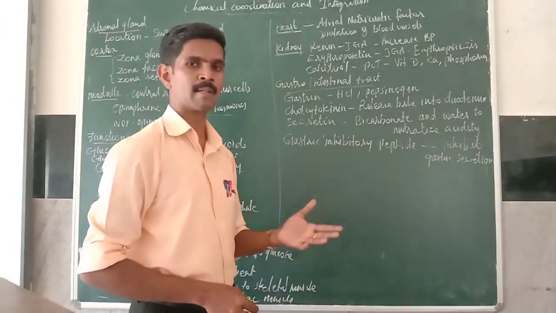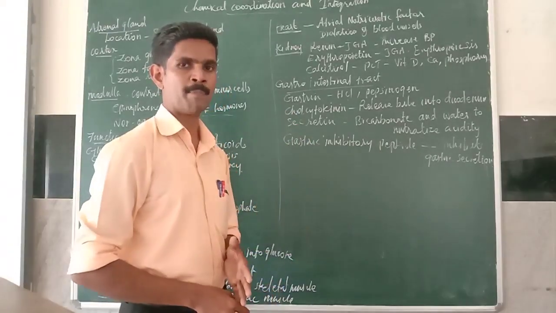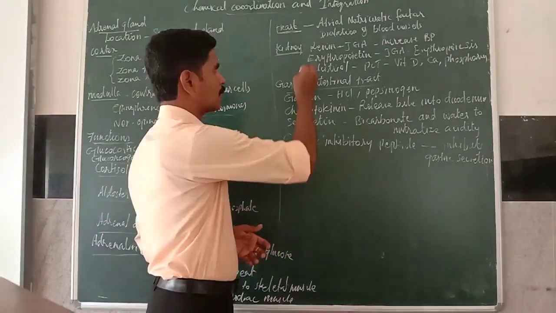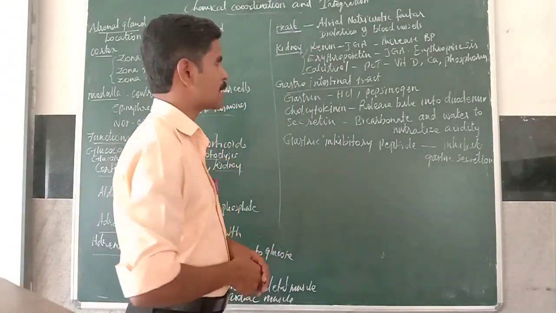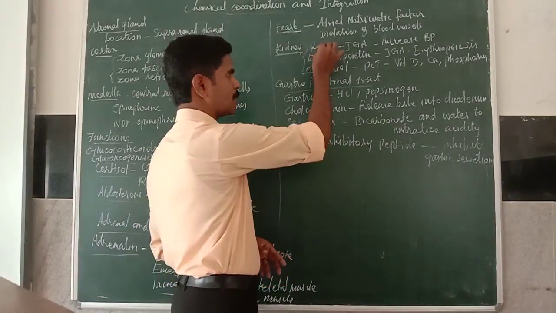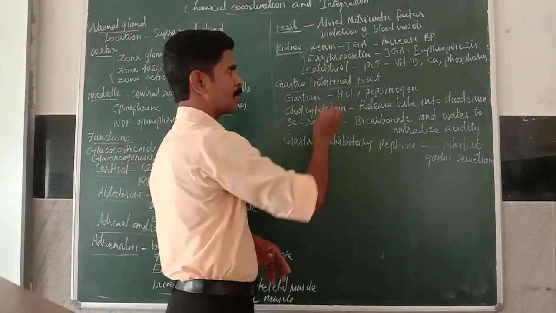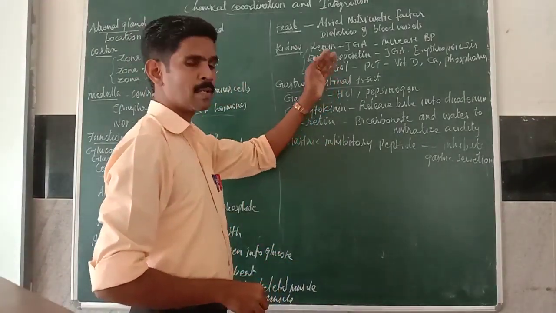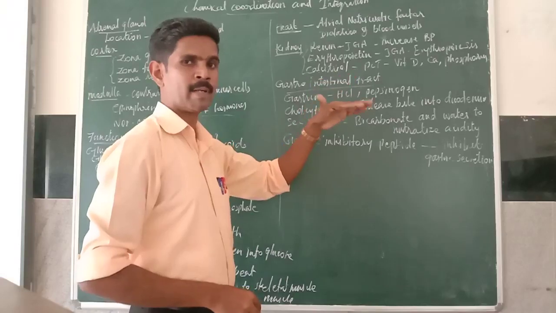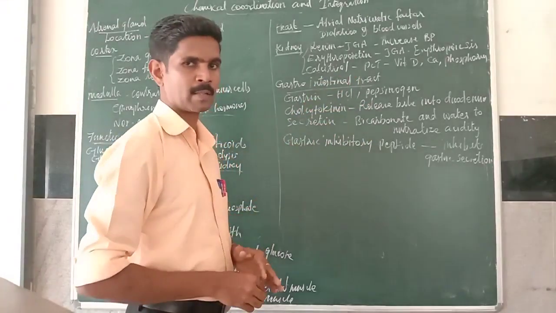Producing and releasing urine from our body is the main function of the kidney. The kidney also secretes three important hormones. The first hormone is called renin, the second is called erythropoietin, and the third is called calcitonin. So renin, erythropoietin and calcitonin are the three hormones secreted by your kidney. The kidney also acts as a partial endocrine gland.